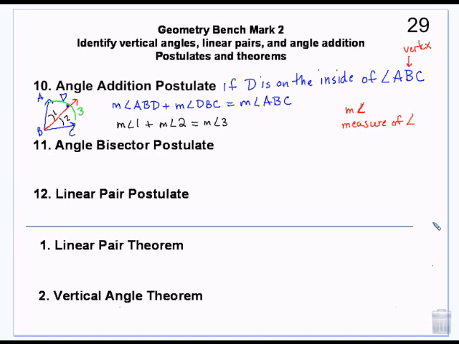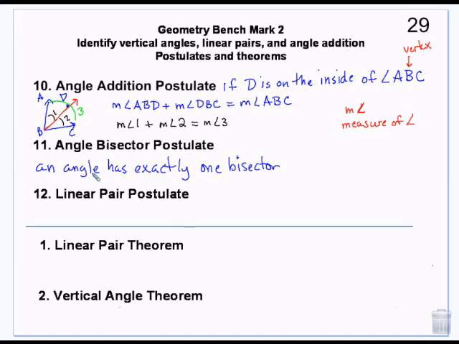Okay, the next one we have is the angle bisector postulate, which says an angle has exactly one bisector. Which makes sense, right? If I have an angle, I can only cut it in half in one spot. If I move even like a tenth of a degree over, it's no longer perfect. There's only one spot where you can cut it perfectly in half. So that one I think kind of makes sense.